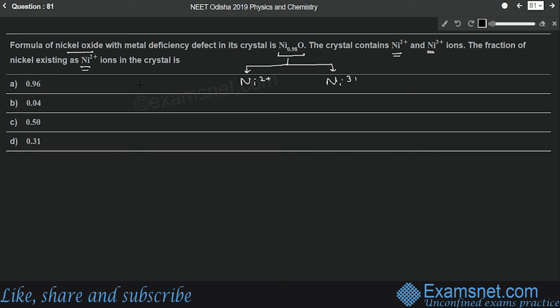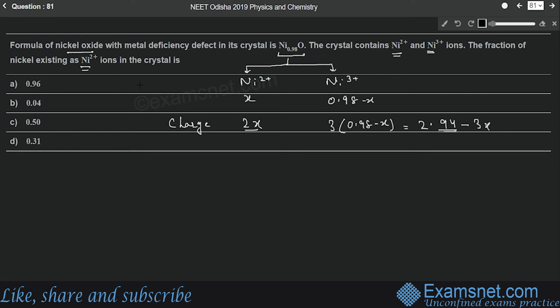Now if we assume that the nickel 2 plus ion is present in X amount, then what will be the amount of nickel 3 plus ion? It will be 0.98 minus X, because the total nickel is 0.98. Now what will be the charge on each of these ions? The charge on nickel 2 plus will be 2 into X, that is 2X, and the charge on nickel 3 plus will be 3 into (0.98 minus X). If we open the bracket, we get 3 into 0.98, that means 2.94 minus 3X. So this is the charge on total nickel 3 plus ions.